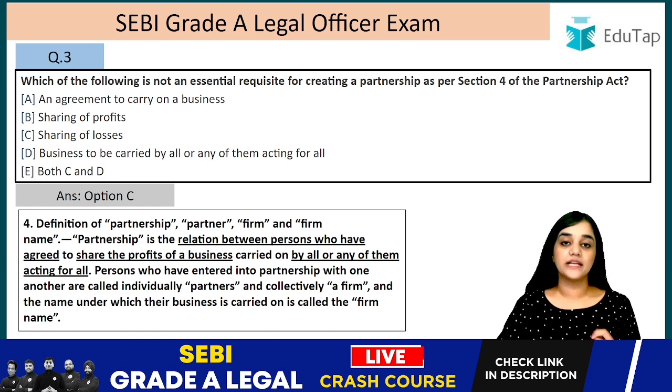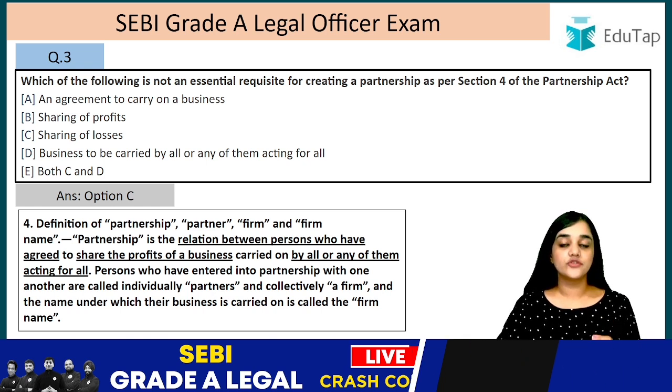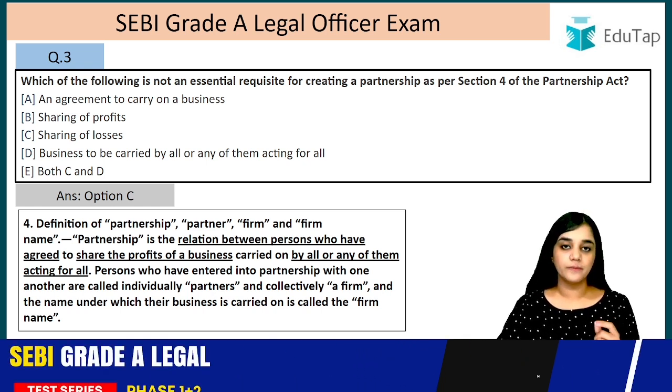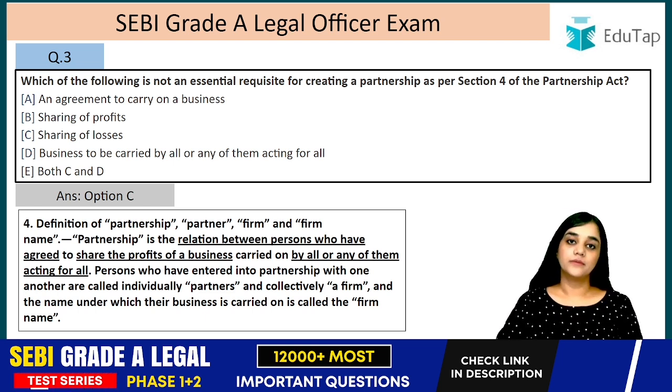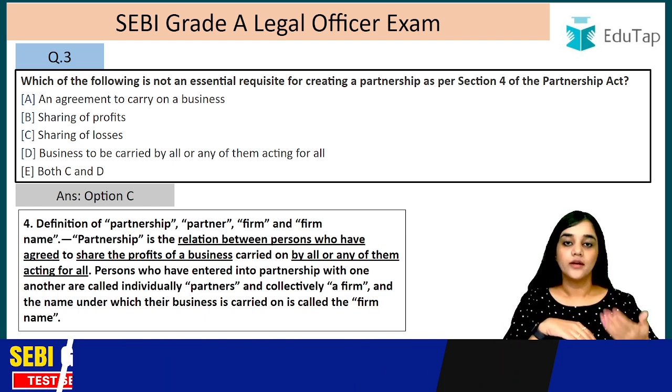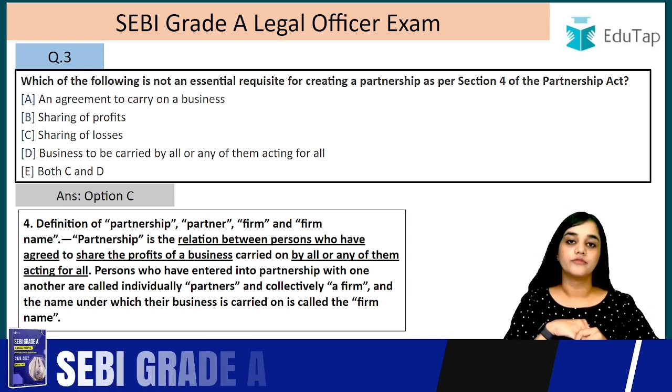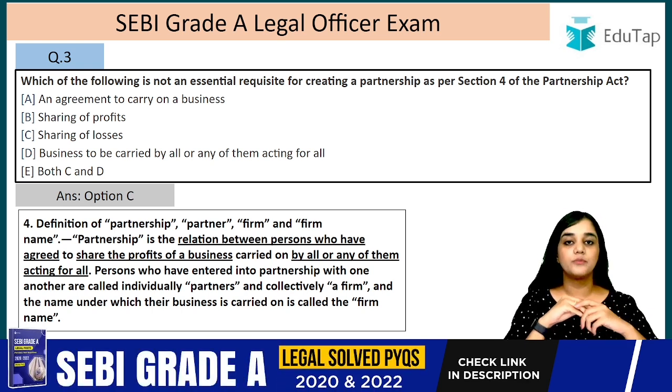And what is that relationship? The relationship is of mutual agency. We will be dealing with what mutual agency is, but it is between persons. Persons means there should be 2 or more persons, right, who have agreed, and they have agreed to do what? To share the profits of a business. So they have agreed to share the profits of the business.